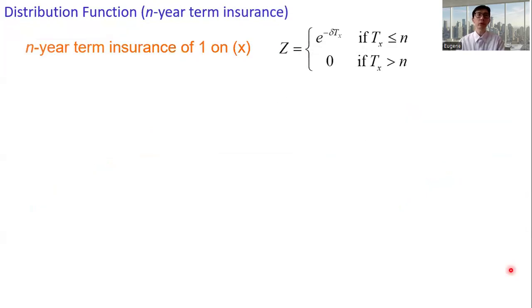All right, let's move on to the n-year term insurance. And this is the PDF of Z. When Tx is less than or equal to n, Z equals e to the power minus delta times Tx. When Tx is greater than n, Z is 0. This is the graph linking Z and Tx.